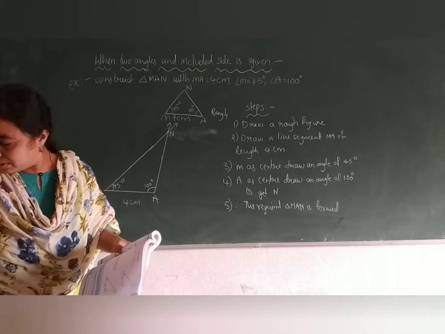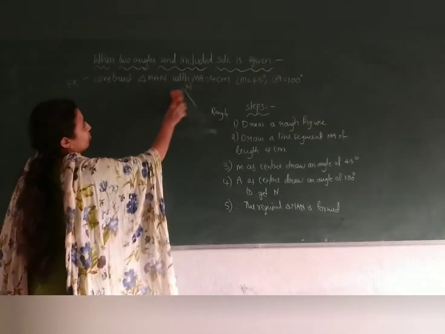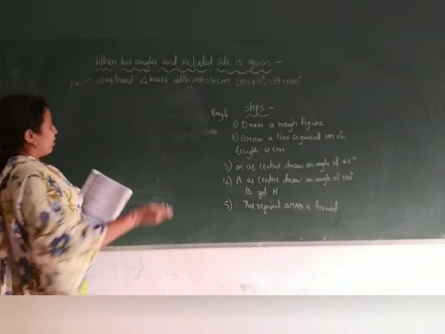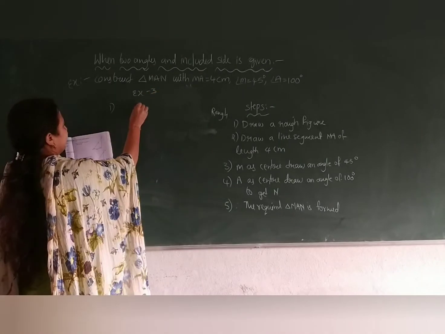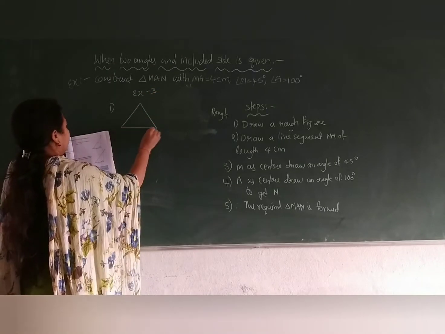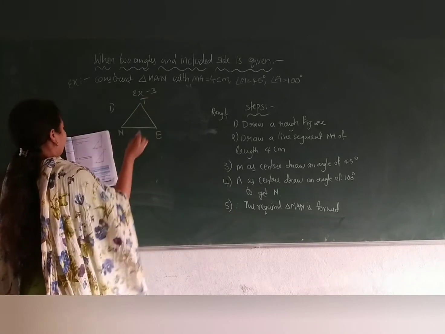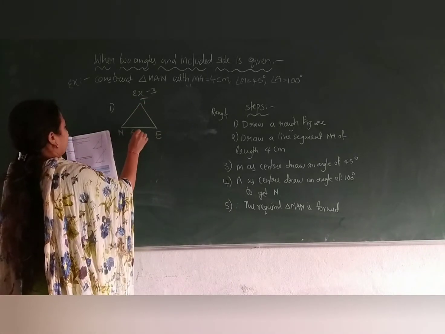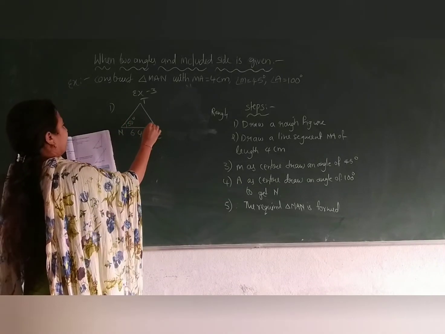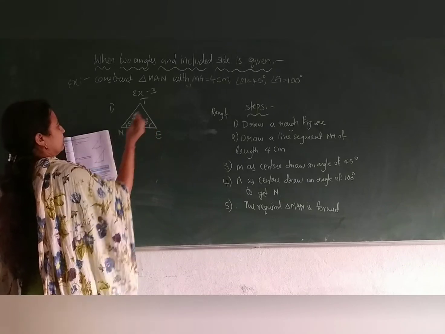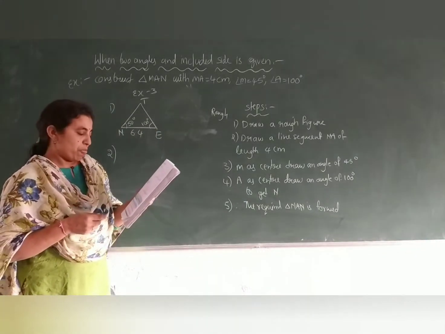If you want, let me draw rough figures. First one, NED. NE is given, so here it is E, 6.4, angle N 50 degrees, angle E 100 degrees. This is the rough figure for the first problem.